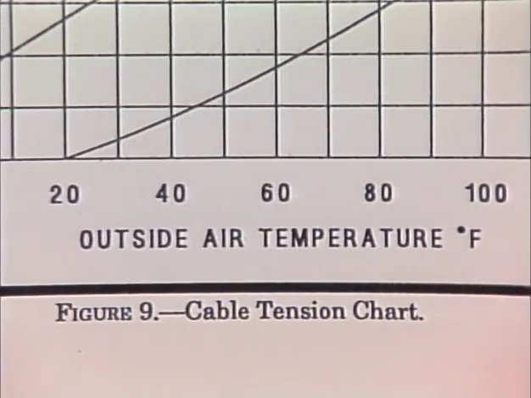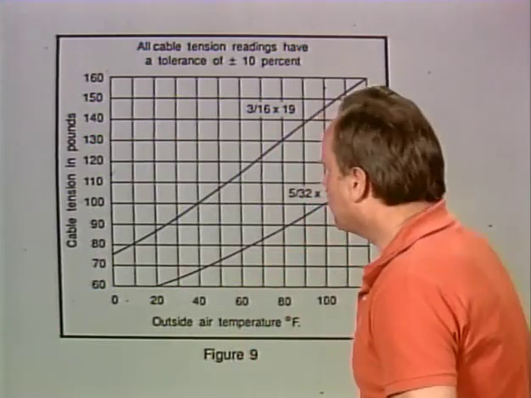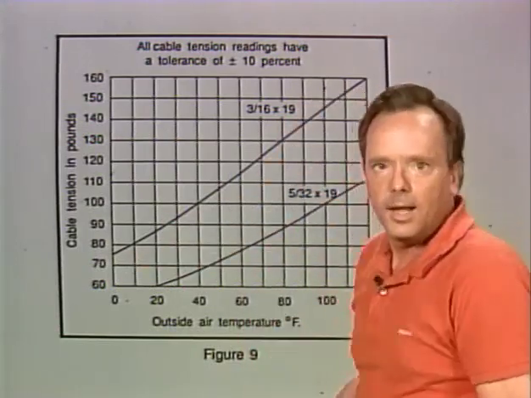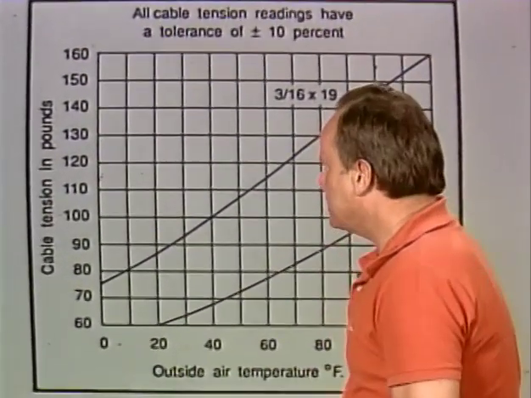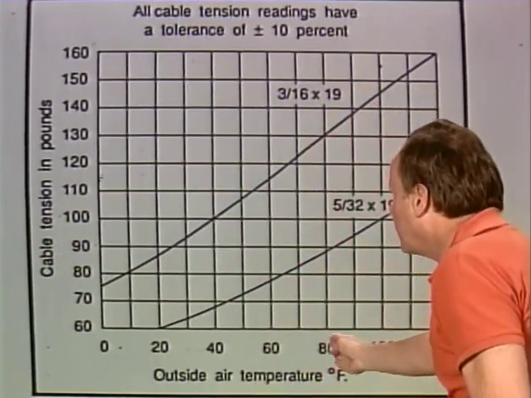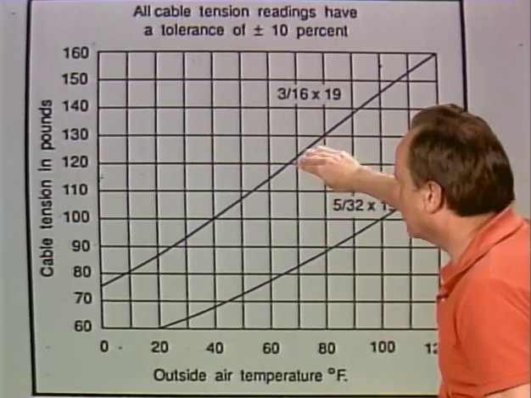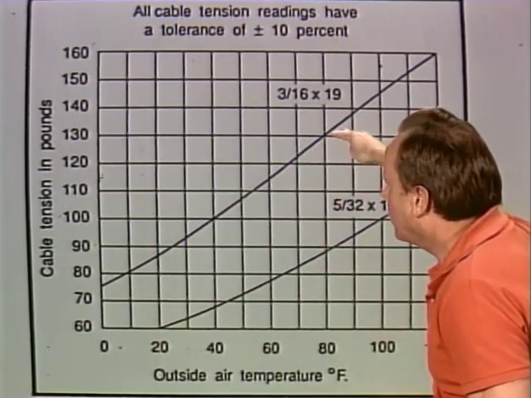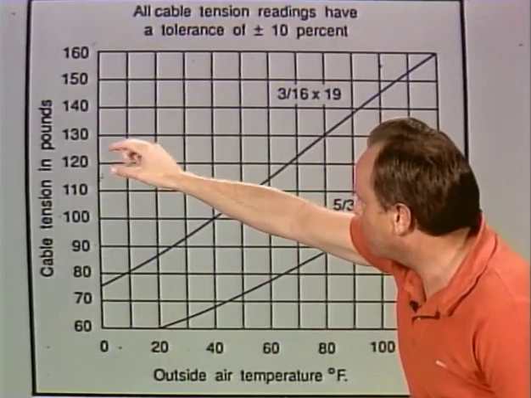Now, how do you determine the acceptable cable tension range? Well, you can use a cable rigging chart. You and I can take a look at Figure 9, and you and I will see a cable rigging chart. And you have a 3/16 cable. Well, the top cable up here is a 3/16 cable. And the question says you have an outside air temperature of 80 degrees. What is the acceptable range of cable tension? Well, let's take a look at 80 degrees down here. We go up from 80 degrees until we get to 3/16. And then we read across to the left and we find 130 pounds of cable tension.